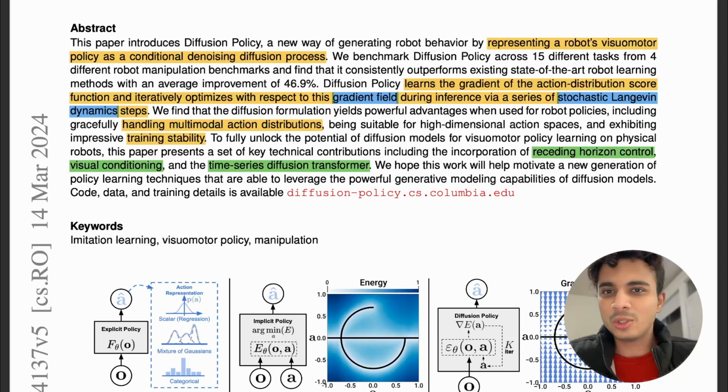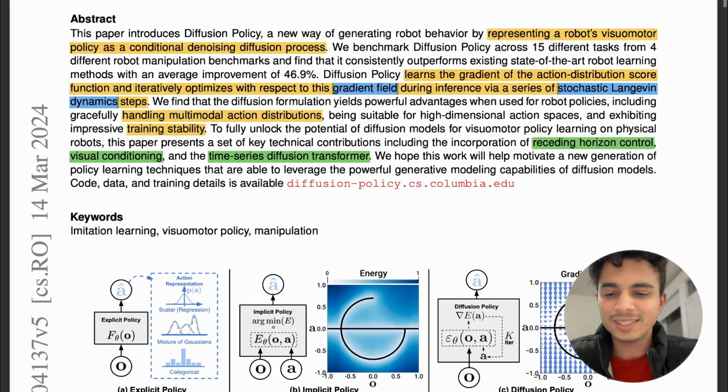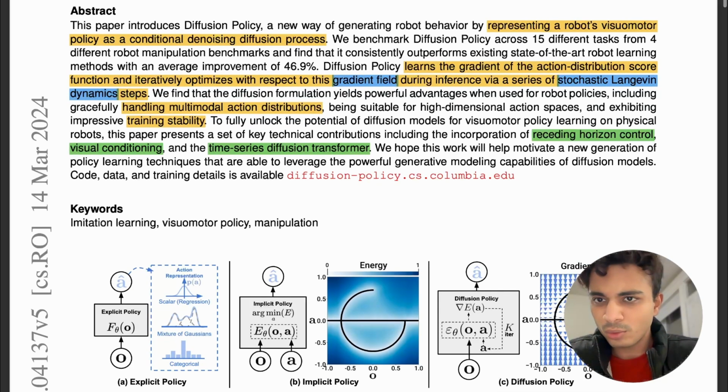What this paper is trying to present is a robot's visuomotor policy as a conditional denoising diffusion process. So we'll look into what exactly conditional denoising diffusion process means. Don't worry about that as of now. But to give you an overview, diffusion policy learns the gradient of the policy distribution, the action distribution score function, that iteratively optimizes with respect to the gradient field during inference via a series of stochastic Langevin dynamics steps.